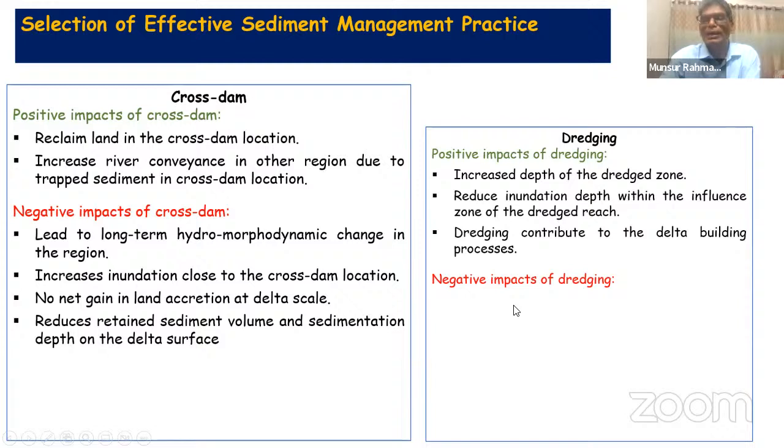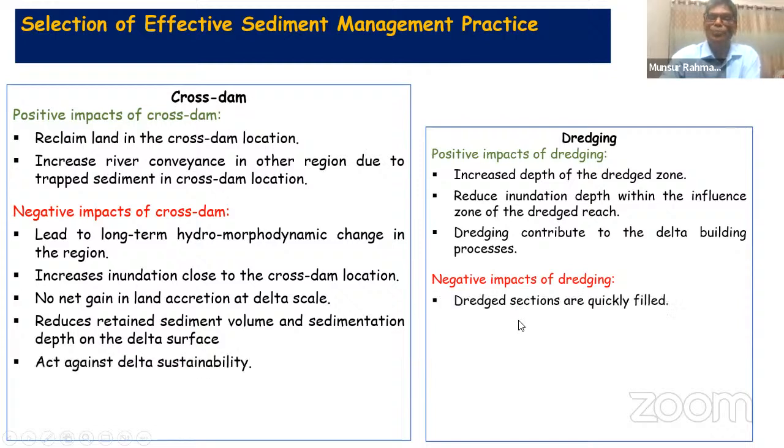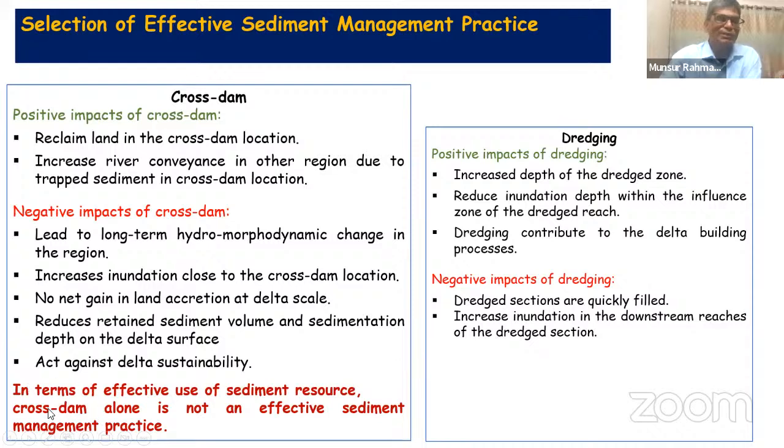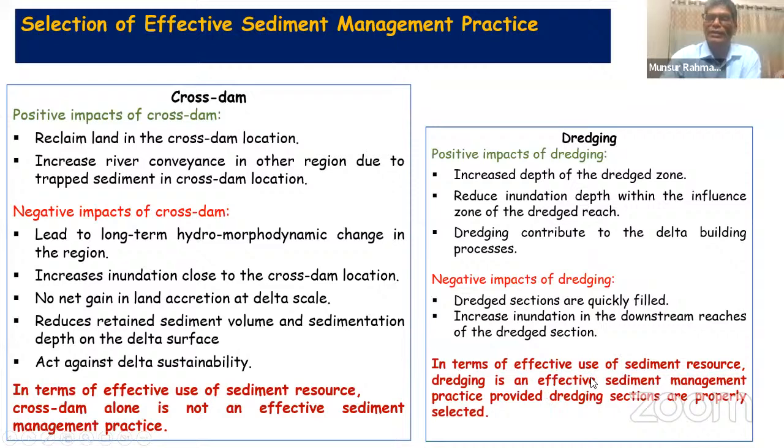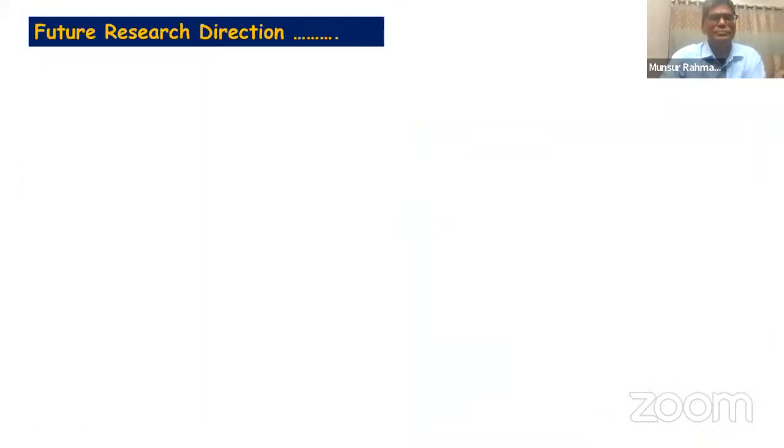And then a number of negative impacts of the dredging, like channels getting quickly filled, and then inundation in the nearby area. So in terms of the cross dams, we found that the method alone is not effective to manage the sediment resource effectively. And dredging can be useful, but intelligent dredging, like the timing and the location of the dredging, is very important to select. So with all these, we have some achievement, and we have something more to achieve.